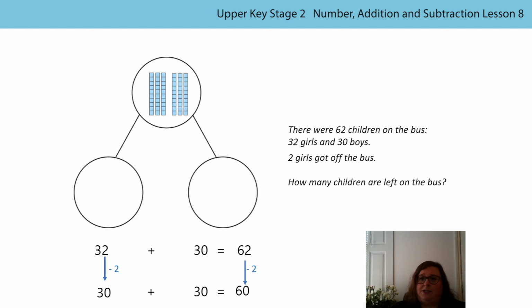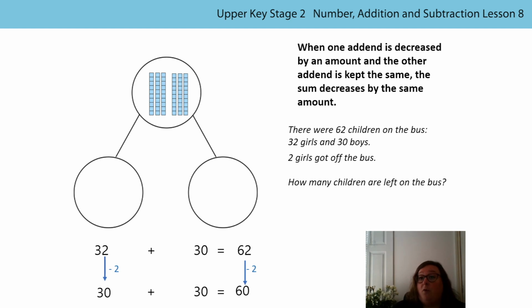How did my equation change? My equation changed from having one addend of 32 to an addend of 30. This addend stayed the same. The number of boys did not change, and my sum changed. I decreased one addend by 2, so I decreased my sum by 2.